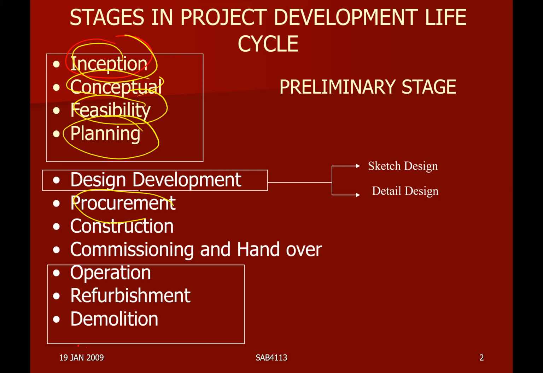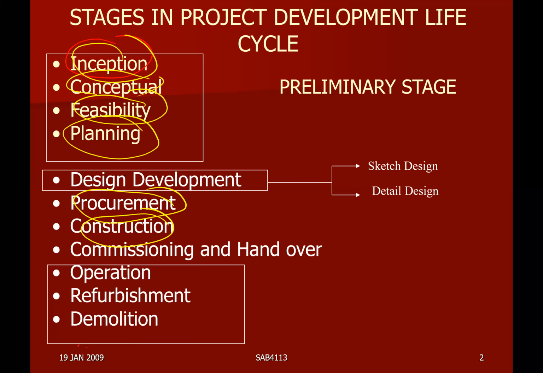And then procurement. Procurement is everything related to the tendering stage. There is a pre-tender stage, and then during tender, and then immediately after the tender, what are the things you need to do? And even tendering also has a process, which we do not cover in our class. You already learned that supposedly in SEAA4113. Okay. Then construction stage.